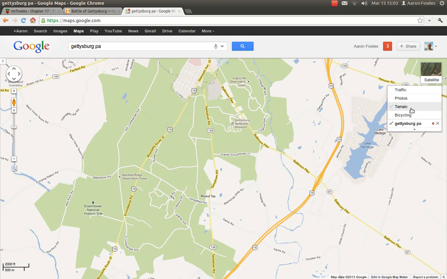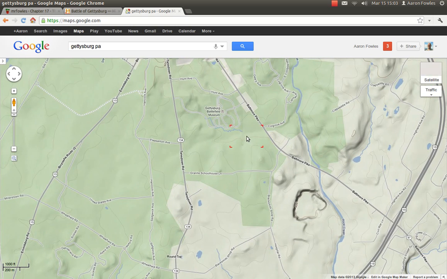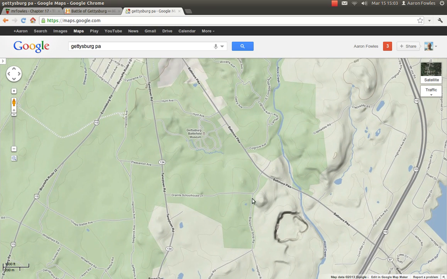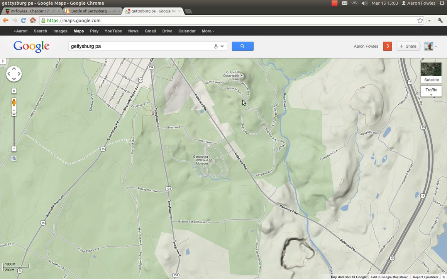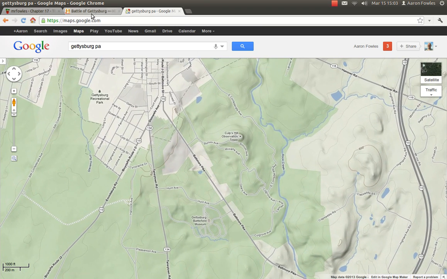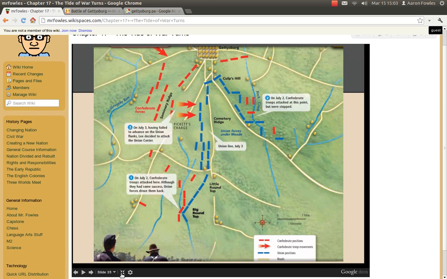But if we get the terrain back, you can see there are some hills here. It's a very hilly area. There was a lot of fighting down here and a lot of fighting up here around these hills. There were highly contested areas.